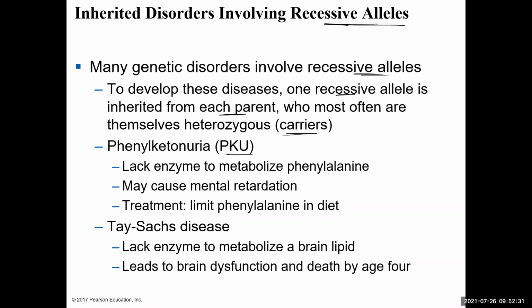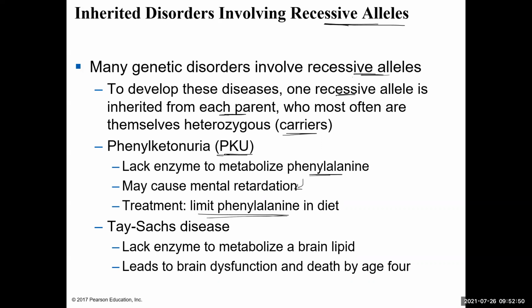So for example, PKU, where you don't have an enzyme that can break down phenylalanine. Because of that lack of breakdown, it could lead to mental retardation. And so the way you treat it is you limit the phenylalanine in the diet.